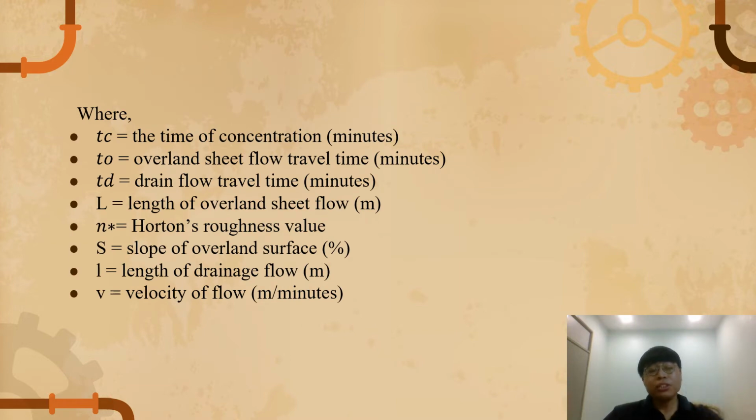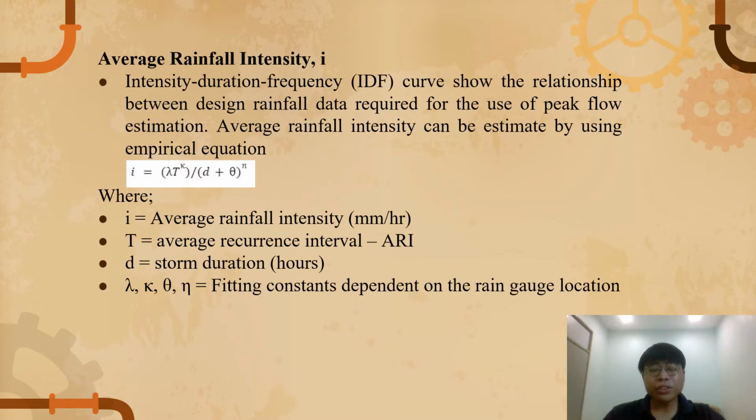So where TC is the time of concentration, T0 is the overland sheet flow travel time, TD is the drainage flow travel time, L is the length of the overland sheet flow, N is Horton's roughness value, S is the slope of the overland surface, L is also the length of drainage flow, and V is the velocity of flow. This is the average rainfall intensity formula, where I equals average rainfall intensity, T equals average recurrence interval, ARI, and D is the storm duration, and these are the fitting constants depending on the rain gauge, which are lambda, K, theta, and N.